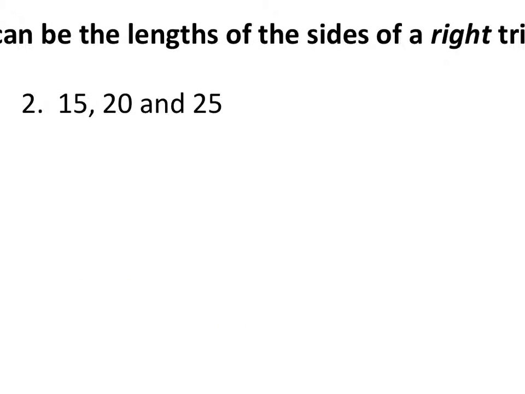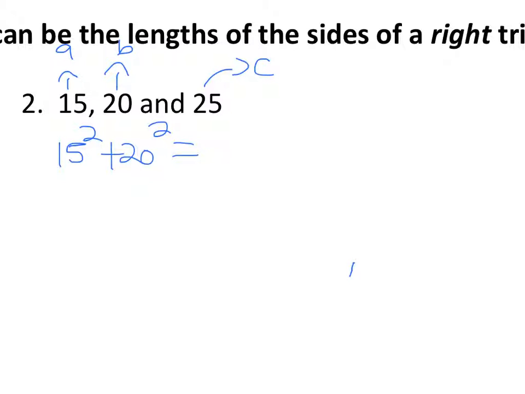All right, let's go over number 2, and let's determine if the sides make a right triangle. So you can see, obviously, C is going to be 25. That's the longest side. So we'll make 15 A, and 20, we'll make that B. So let's just plug it into Pythagorean's theorem. So it's going to be 15 squared plus 20 squared, and we're going to see, is that going to equal 25 squared?